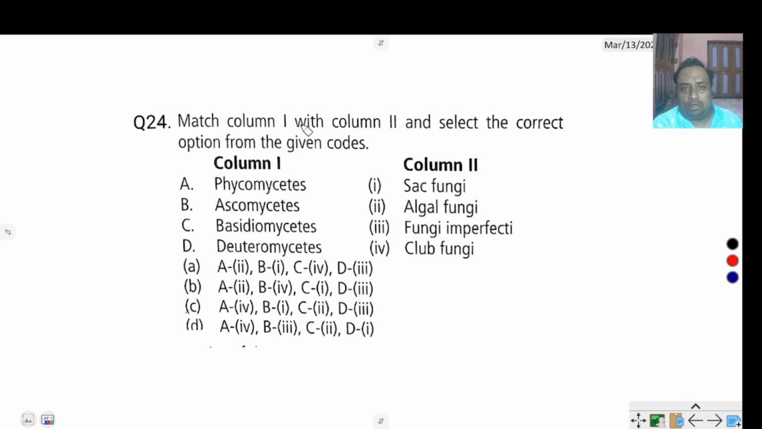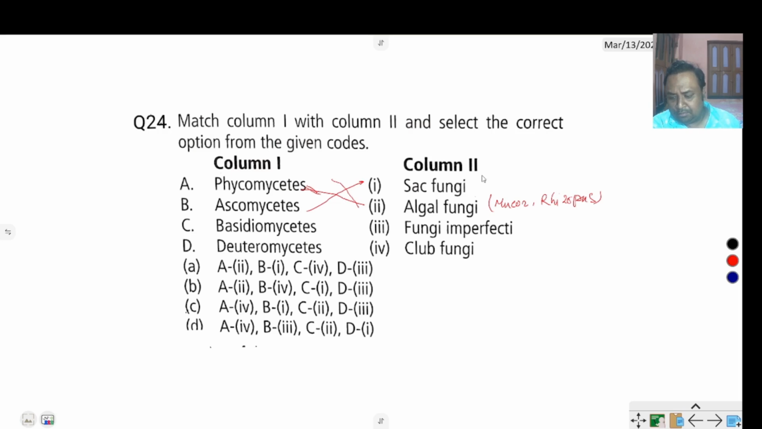Match column 1 with column 2 and select the correct option. Phycomycetes is called algal fungi, example Mucor, Rhizopus, etc. Ascomycetes is called sac fungi.